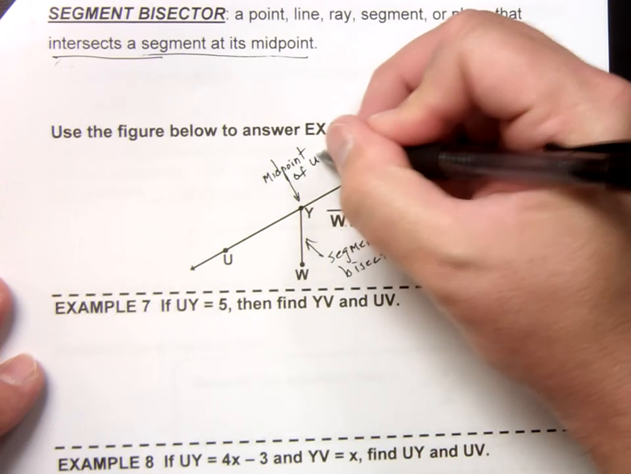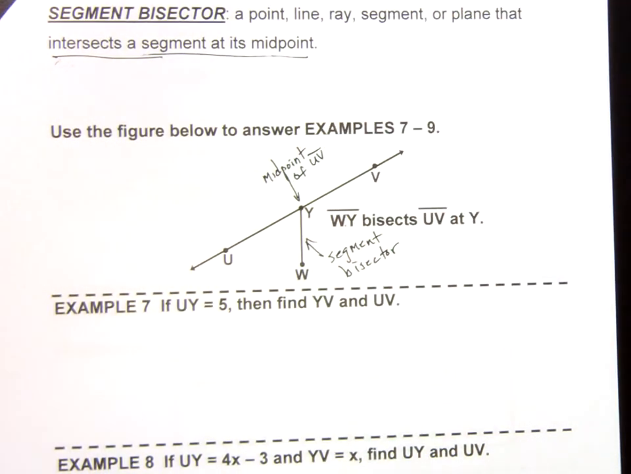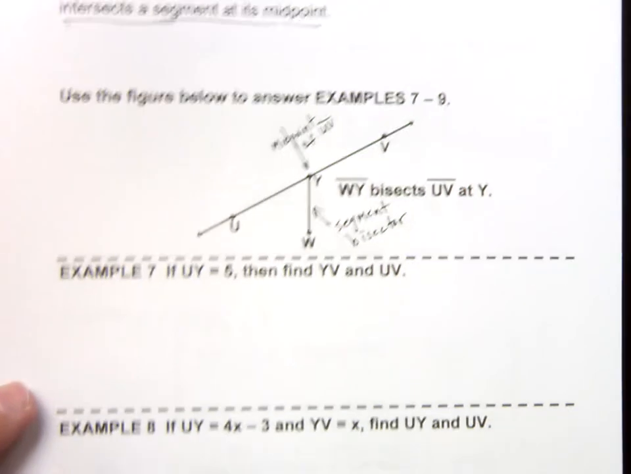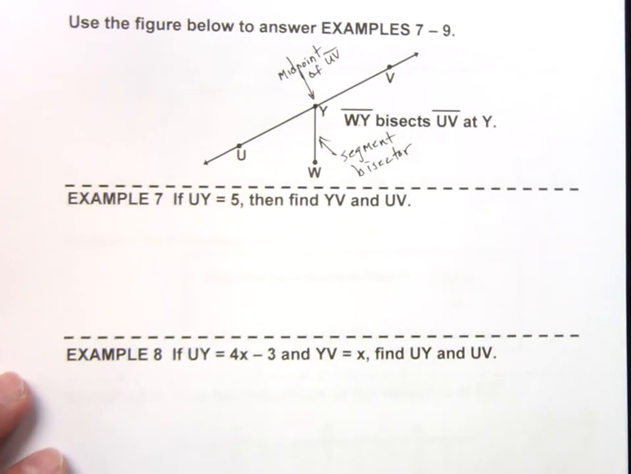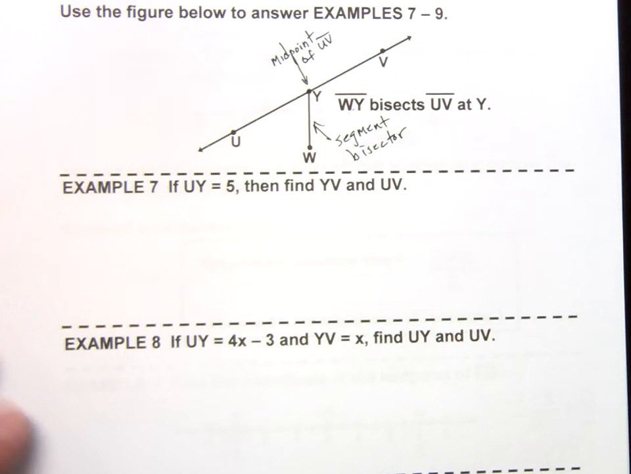Y is the midpoint of line segment UV. Based on this information, we want to answer these three following problems. I'm going to use a pencil to mark the picture because I'm using the same picture for three problems. I'll need to be able to erase and put new information in. So let's start with example 7.